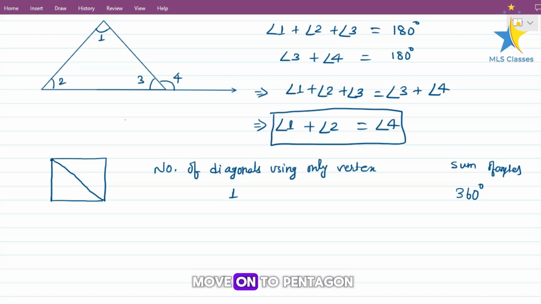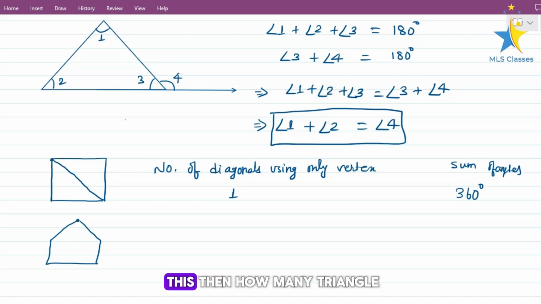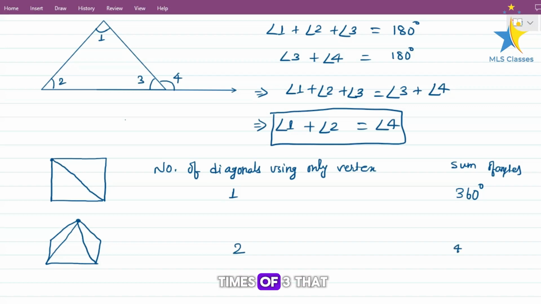Now let's move on to the pentagon. Suppose this is a pentagon. Again, we will be using only one vertex. We can use any of the vertices. Suppose we are using this, then how many diagonals can we draw? 1, 2. Only 2 diagonals we are able to draw. And since we are able to draw only 2 diagonals, you can see there are 3 triangles. So 180 times 3, that is 540 degrees.